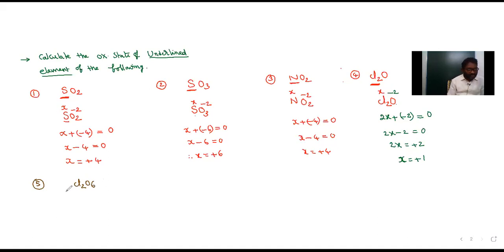In Cl2O6, I want the oxidation state for chlorine. Let the oxidation state of chlorine be X. I know the oxidation state of oxygen, that is -2. It is a compound, the sum of the oxidation states is equal to 0. 2 into X, 2X. 6 into -2, -12, is equal to 0. 2X is equal to 12. X is equal to +6. Any doubt?